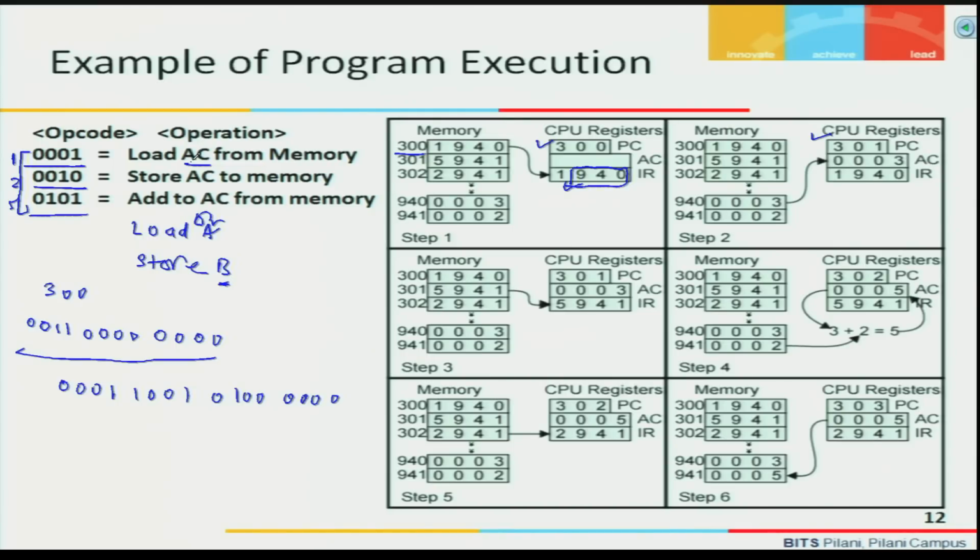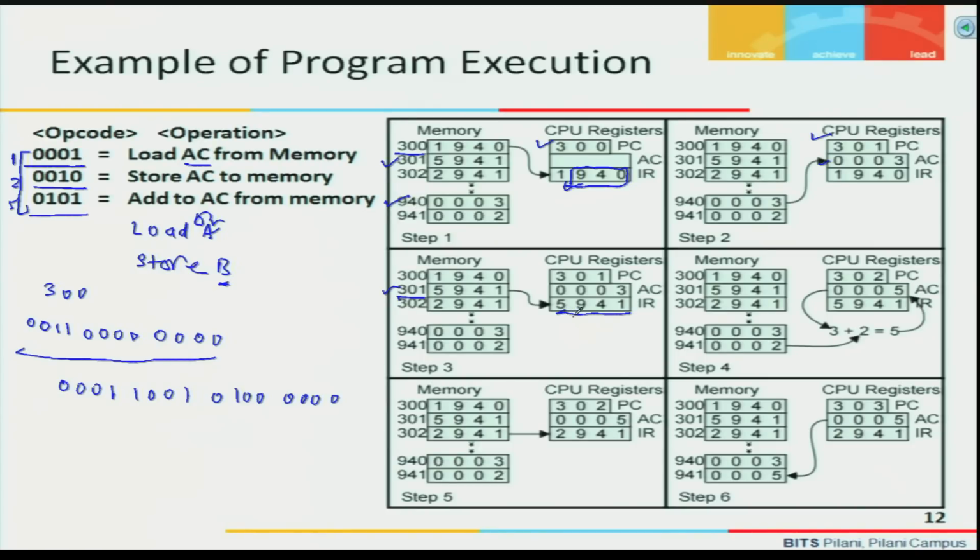So you can see here the contents of memory location 940. This is the 940 memory location. What are the contents? 0003. So 3 will be loaded into the accumulator here, and the PC is incremented by 1. Now PC is 301. Now the memory location 301 will be read, and that instruction which is stored at 301 will be loaded into the IR.